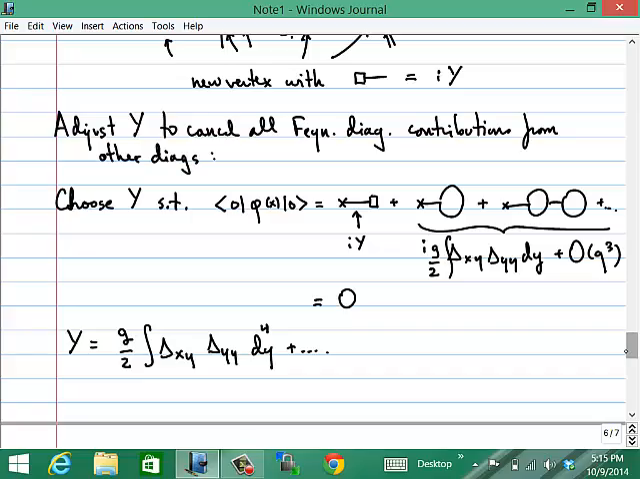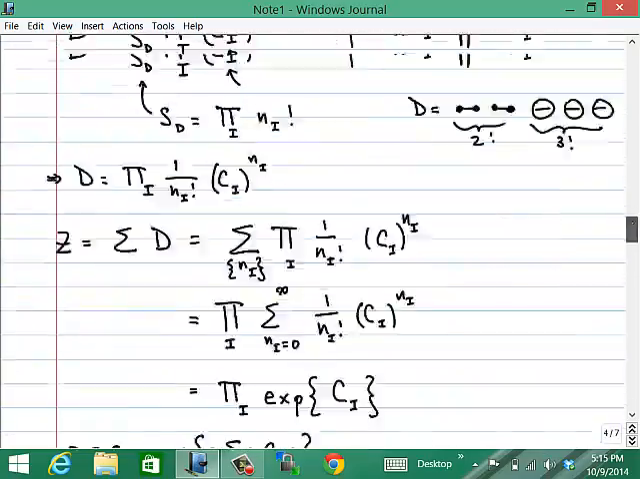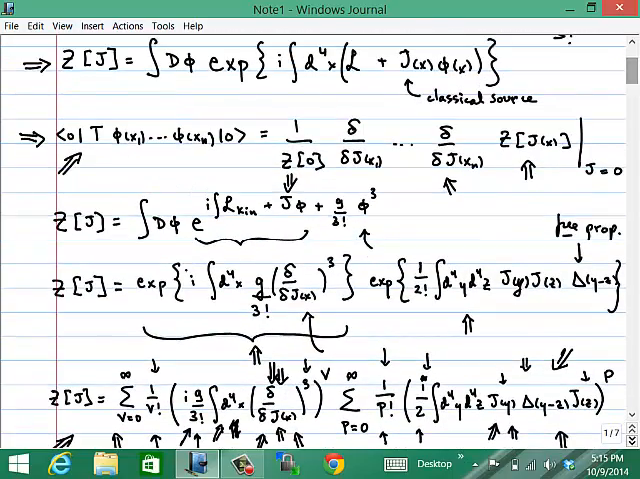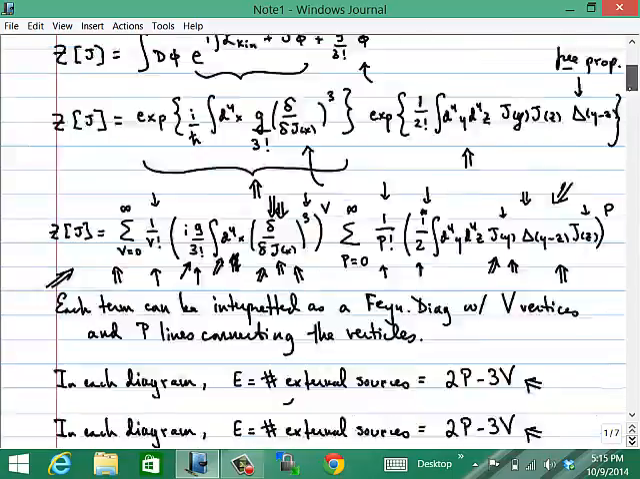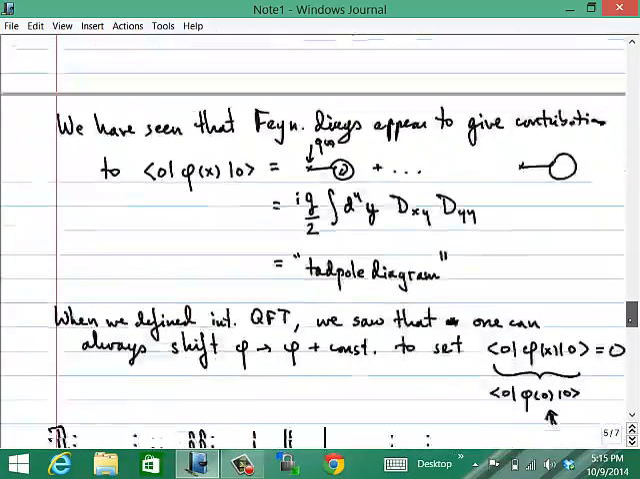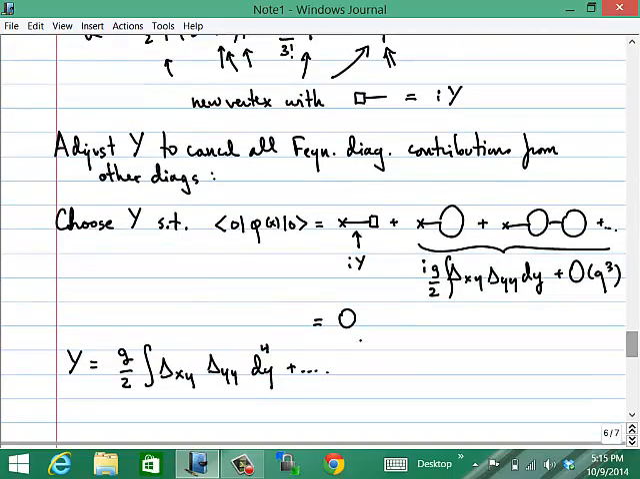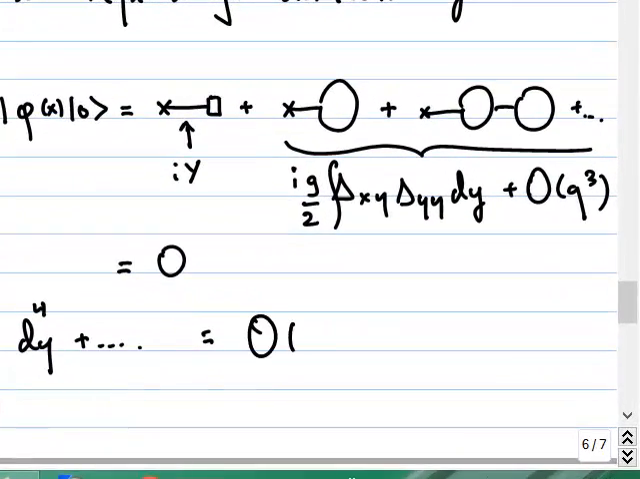That's explicitly clear because remember, if you go back to the beginning up here, you have a 1 over h bar here. So when you expand in powers of g, you're expanding in powers of h bar, because it's e to the i action over h bar. And so y is not something that appears in classical physics, but rather it's something that's of order h bar.